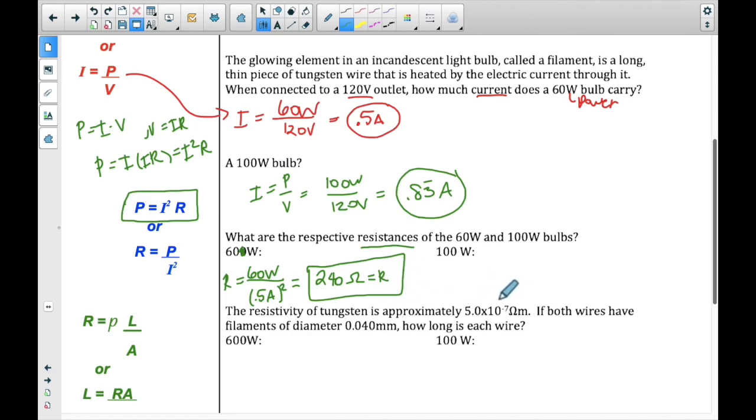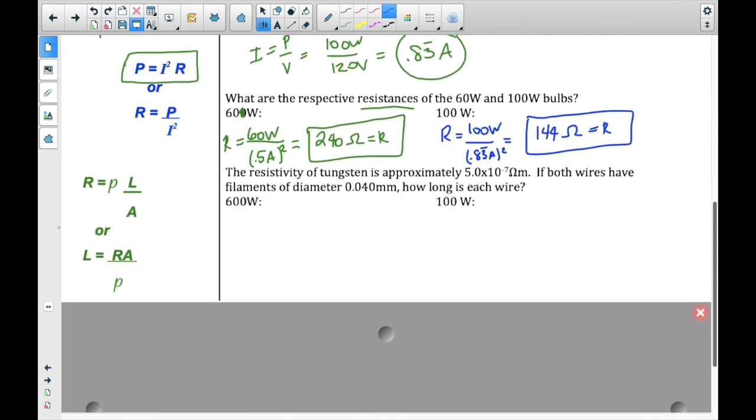Let's do the same thing for the 100 watt. You know how to set it up, so why don't you pause it here, get it set up, and see what you come up with. Okay, in this case, a 100 watt bulb, we take that 100 watts, divide by 0.83 squared, you have to square the 0.83, and we get 144 ohms of resistance in the 100 watt bulb. So less resistance here in the larger bulb, the brighter bulb.